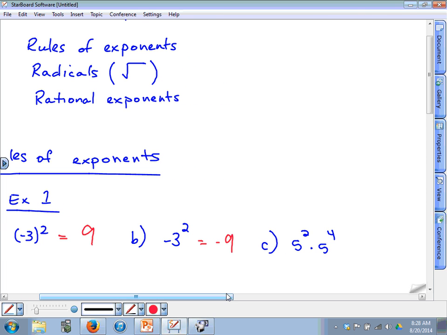We add the exponents, yeah. Is it 5 to the power of 6 or 25 to the power of 6? Because those are both two different. Makes you kind of think for a second. Is it 5 to the 6th power or 25 to the 6th power?